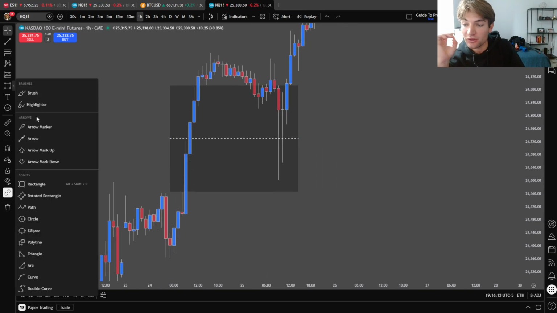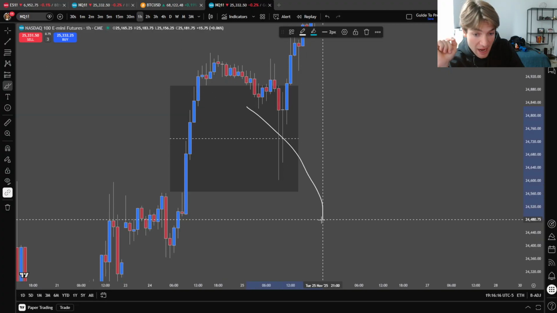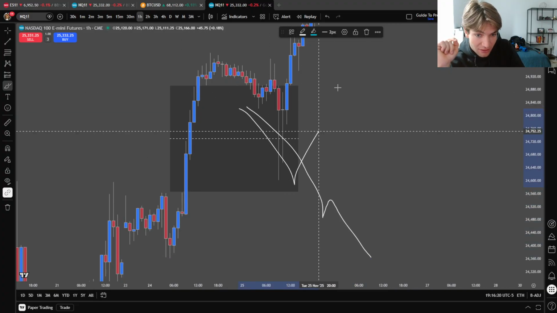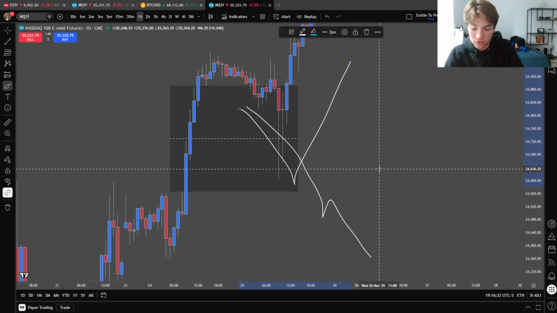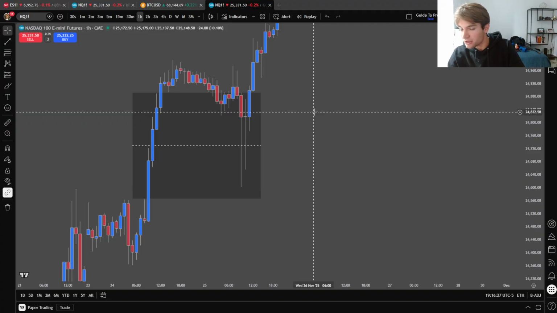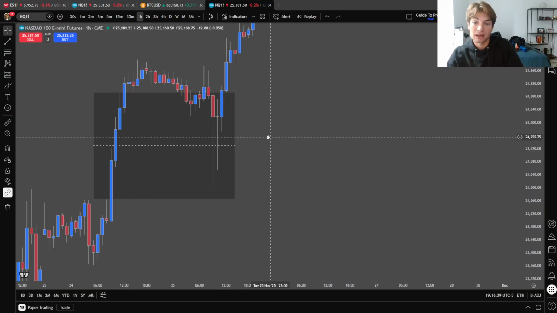We want to see price trade out of here and then continue lower, or trade into here and then go higher. Those are the two options that you have. That's how fair value gaps work. If you are trading them in any other way, then you're not trading them properly, okay? Again, 1 hour time frame.